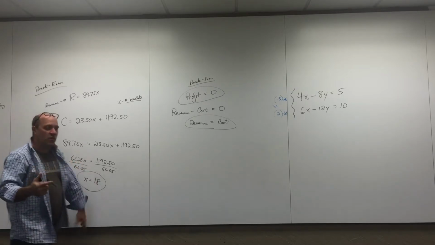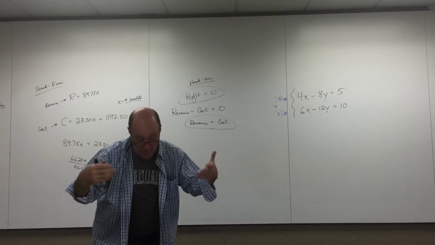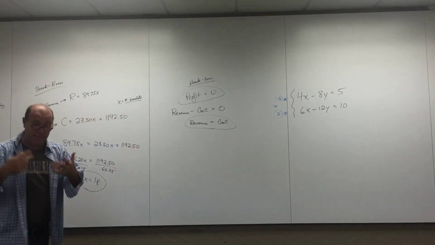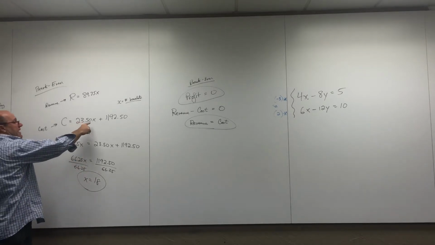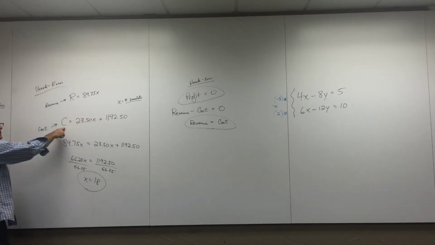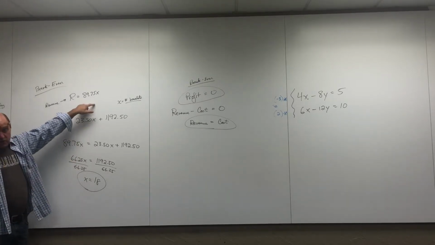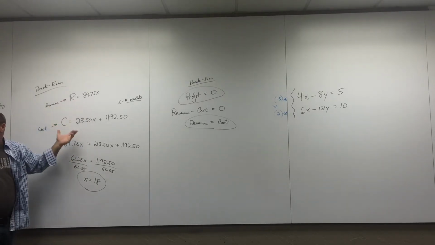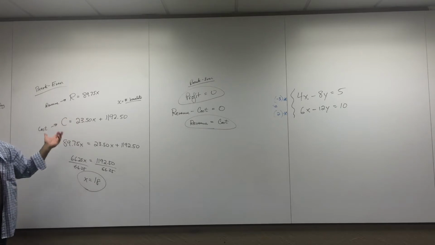But it depends on what they ask for. What did they ask for? Find the number of units. The number of units is X that makes it break even. If you did plug it back in, you would plug it back in here and find out what your cost is for 18 units. And you could plug it back in here and find out what your revenue is for 18 units. They should be the same. They would be the same. We set them equal to each other.